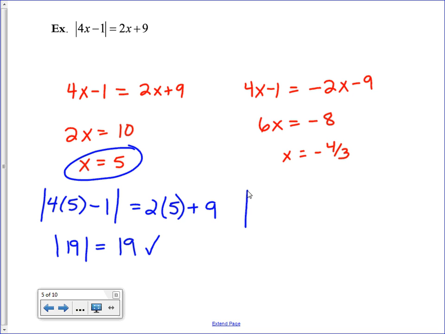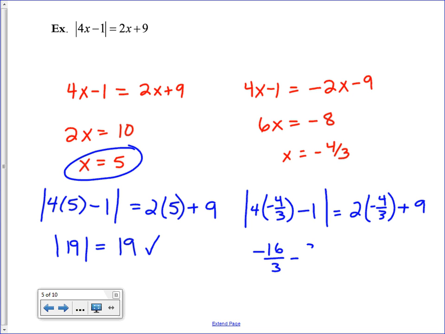So let's find out. We have a 4 times a -4/3 minus 1. 2 times -4/3 plus 9. Simplify the left side, we get -16/3 minus 1. I'm going to change that to -3/3. On the right, we have -8/3 plus 9, which I'm going to change to 27/3. Notice I'm getting common denominators so that I can simplify both the left and the right side of this equation.